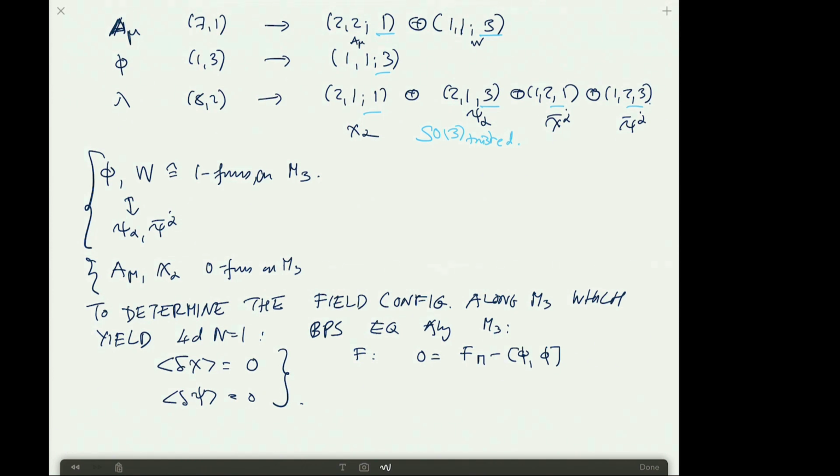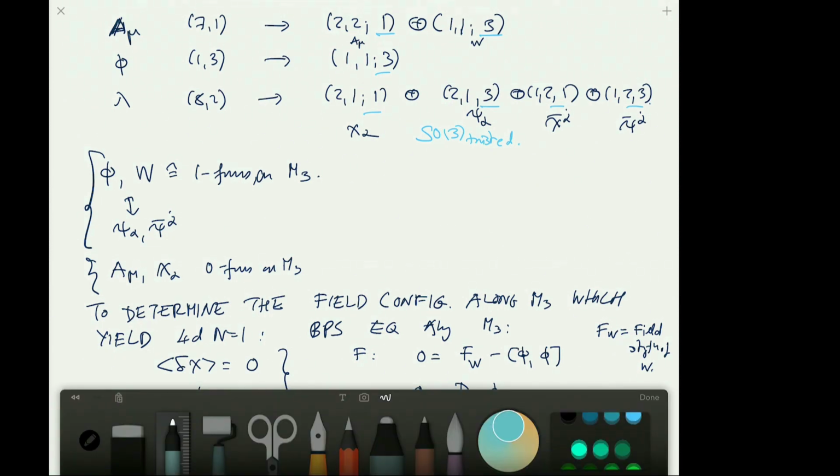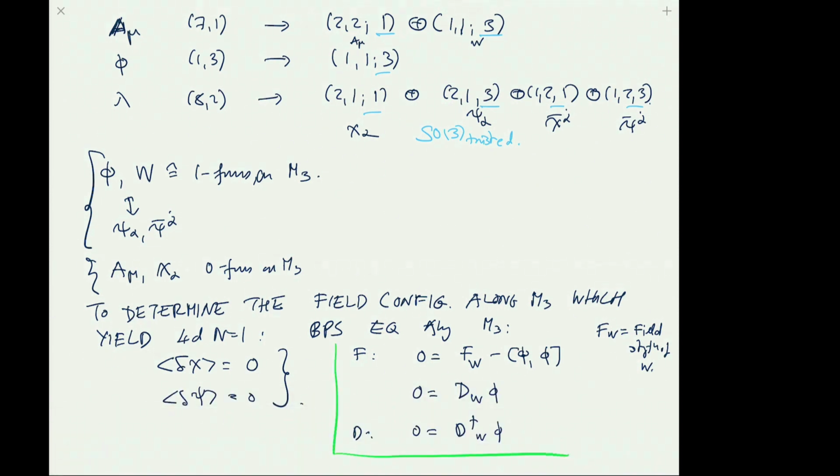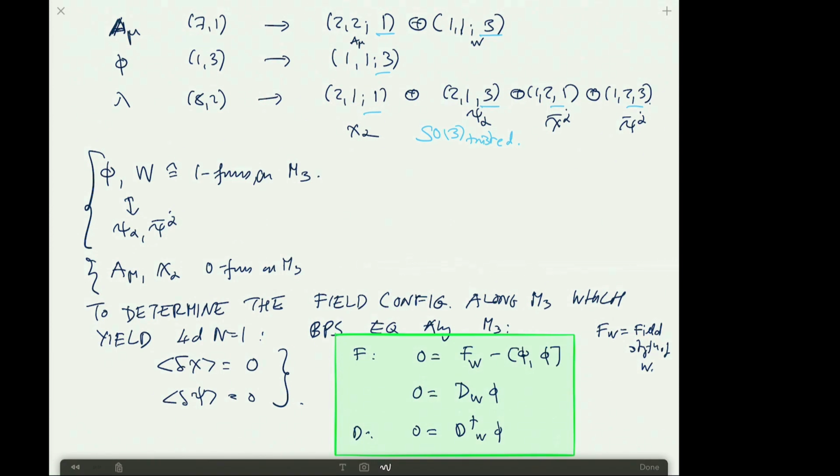So the first one is this equation F_W minus the commutator of phi, phi. So F_W is just the field strength of W. Then d_W phi is 0, and then the D-term condition d dagger_W phi is 0. So these equations are going to be governing the type of field configurations that give N=1 supersymmetric gauge theories after reducing the 7D super-Yang-Mills on this curved manifold M3.